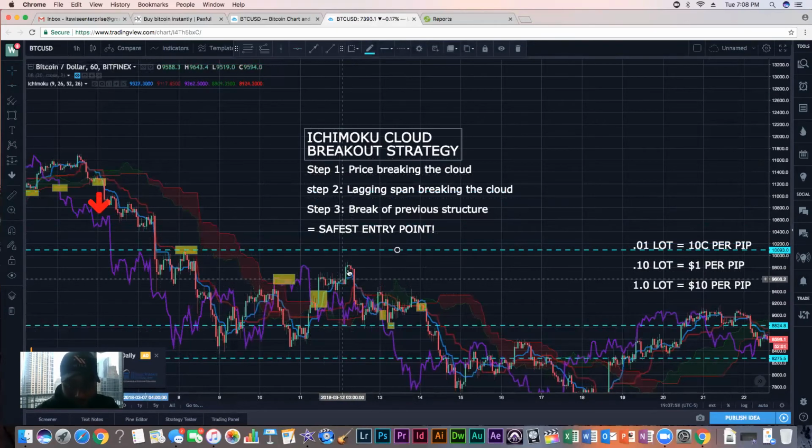But look, price didn't go up to break that previous high, and it dropped. So if we would have entered prematurely without using step 3, the previous break of structure, you would have gotten in on a buy, and it would have killed you. It would have gone down on the sell. So this is using the break of structure as the safest entry point.